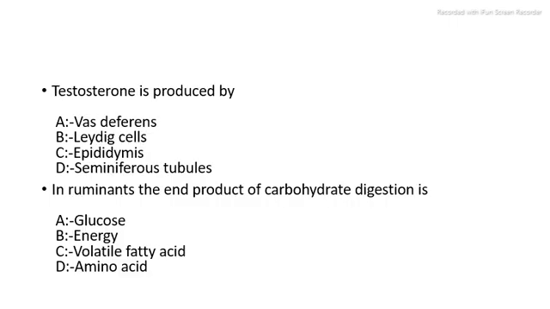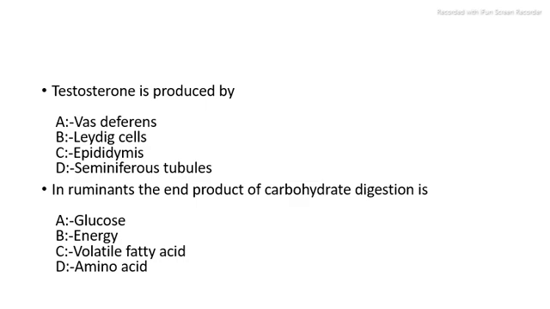Next question. Testosterone is produced by option A vas deferens, option B Leydig cells, option C epididymis, option D seminiferous tubules. So the testosterone is the male reproductive sex hormone which is produced by Leydig cells. So the correct answer is option B.